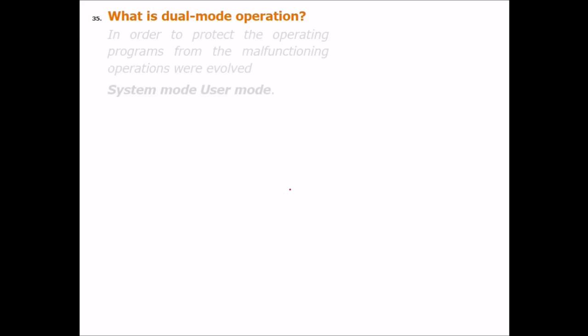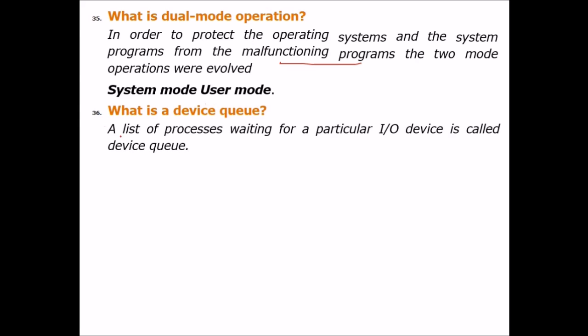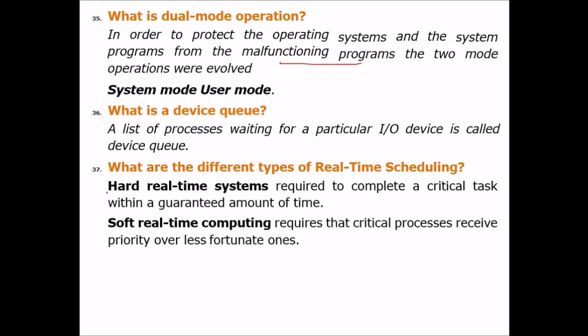What is a dual mode operation? In order to protect the operating system and the system programs from malfunctioning programs, there are two modes, system mode and user mode. What is a device queue? We have seen this. A list of processes waiting for a particular I/O device is called a device queue. What are the different types of real-time scheduling? Hard real-time scheduling and soft real-time scheduling. Hard real-time systems are required to complete a critical task within a guaranteed amount of time. This is very important. While soft real-time computing requires the critical process to receive priority over less fortunate ones.